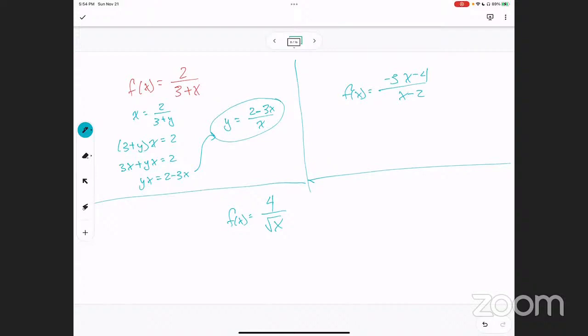So for the next one over to the right, I would interchange x and y. Now this one's going to be trickier because there's two x's over here, right? So now there's two y's over here. So to isolate this, I'm going to have to first multiply that over and then distribute.